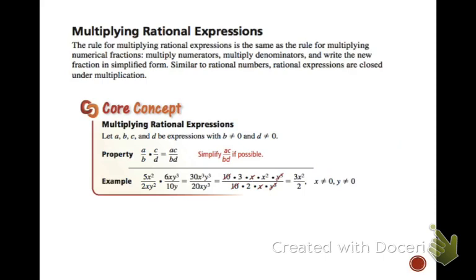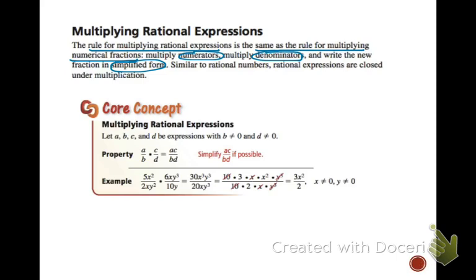Actually, now we're going to multiply rational expressions and then simplify. So a moment ago, we were just simplifying. Now we're going to multiply. Now, when you multiply a rational expression, it's the same as multiplying a fraction. You just multiply straight across, numerators together and denominators together. And then you simplify, just like we were doing.